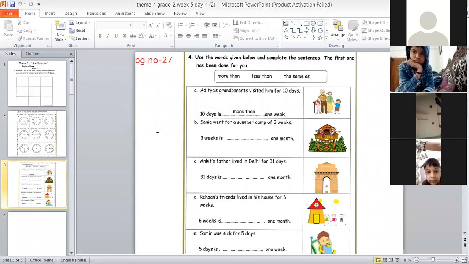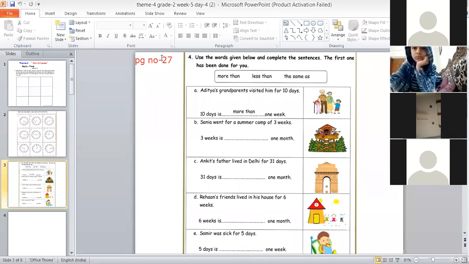And we know that there are 7 days in 1 week, and Aditya's grandparents visited him for 10 days. So we know that 10 is more than 7. So 10 days is more than 1 week. We'll write here, more than.